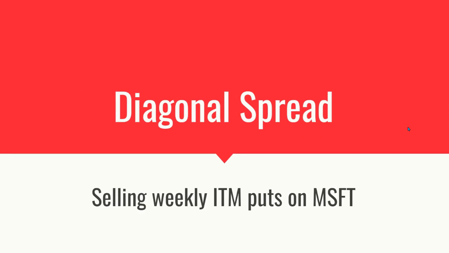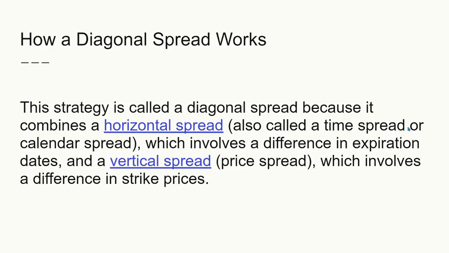Okay, here's the diagonal spread that I use to sell weekly in the money puts using Microsoft, a relatively stable, low implied volatility position. First, what is a diagonal spread and how does it work? This is called a diagonal spread because it combines a horizontal spread, also called a time spread or calendar spread. That's essentially when you sell or buy a put at a certain date in the future, but then you sell and buy a similar put with the same strike price at a different date.